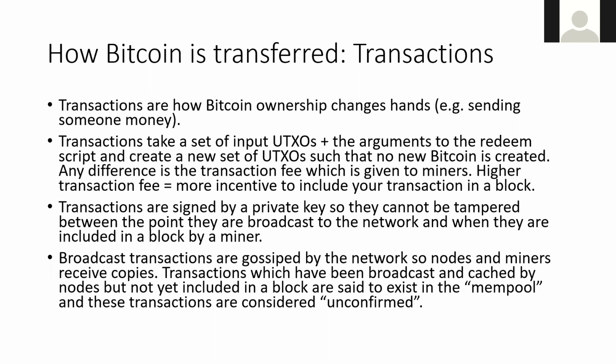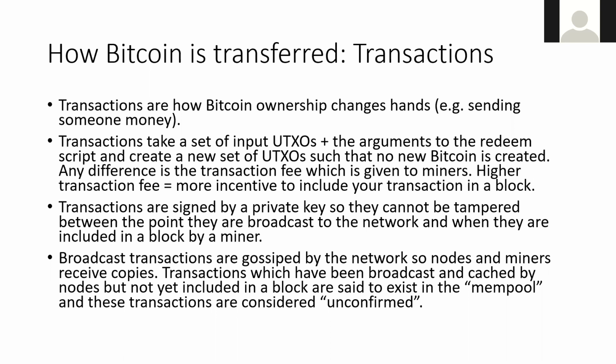So, okay, about Bitcoin being transferred. Bitcoin is transferred in transactions. It's just how Bitcoin ownership changes hands. So transactions are fairly simple. They take a set of input UTXOs and the arguments to the redeem scripts, and they create a new set of UTXOs such that no new Bitcoin is created. Any difference between the sum of input UTXO values and output UTXO values is the transaction fee, which is given to a miner.